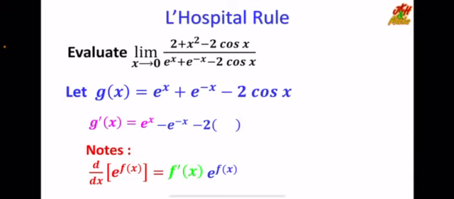Then negative 2. We recall that when we differentiate cos x, we will have negative sine x. Therefore, the first derivative of g is equal to e to the power of x minus e to the power of negative x, minus 2 in the bracket, negative sine x. When we simplify, we will have e to the power of x minus e to the power of negative x plus 2 sine x.